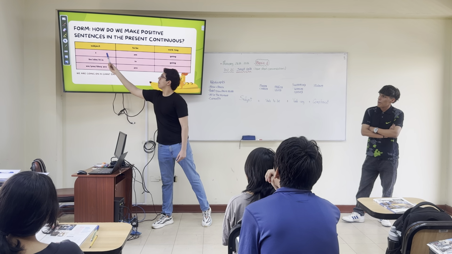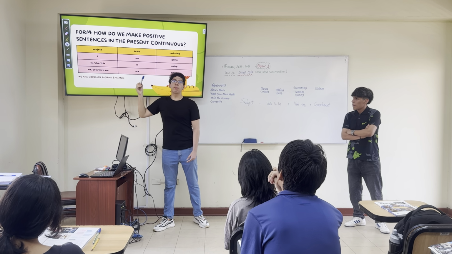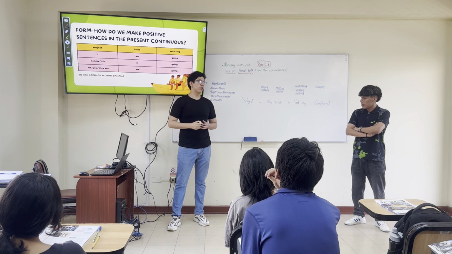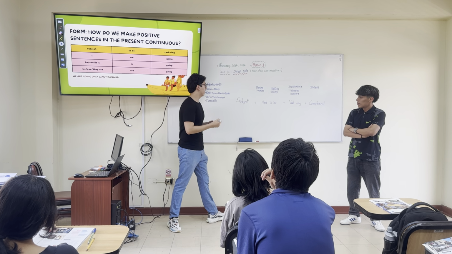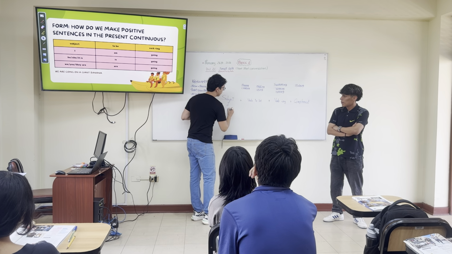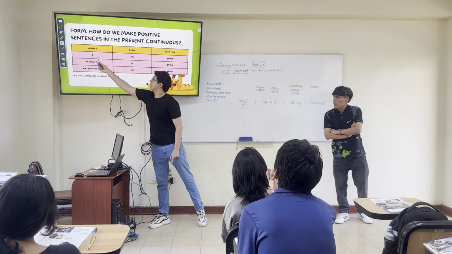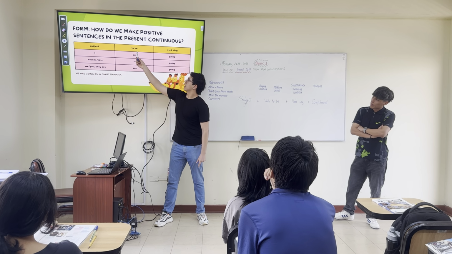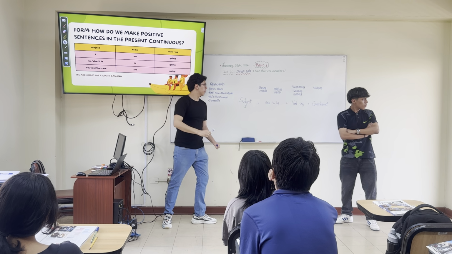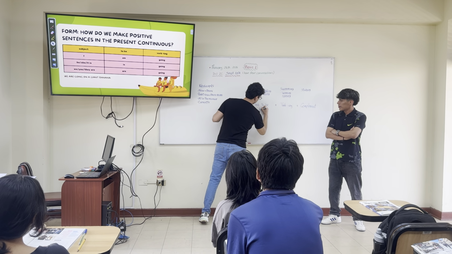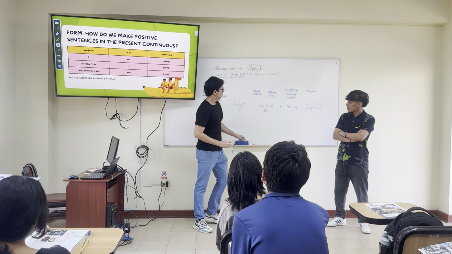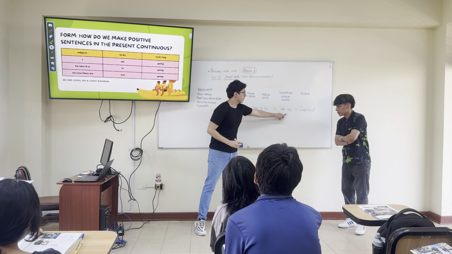As you can see, the subject is the person who is taking the action. For example, in this case, me. I. The verb to be. Here on the chart, we see I is with the verb to be am. So we're gonna write it down. And the verb plus ing.